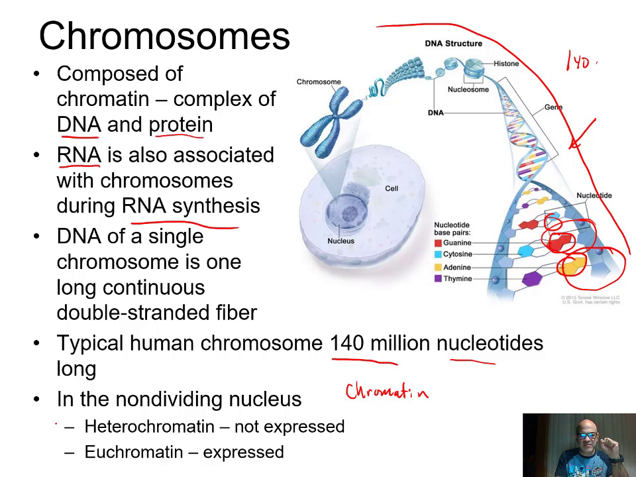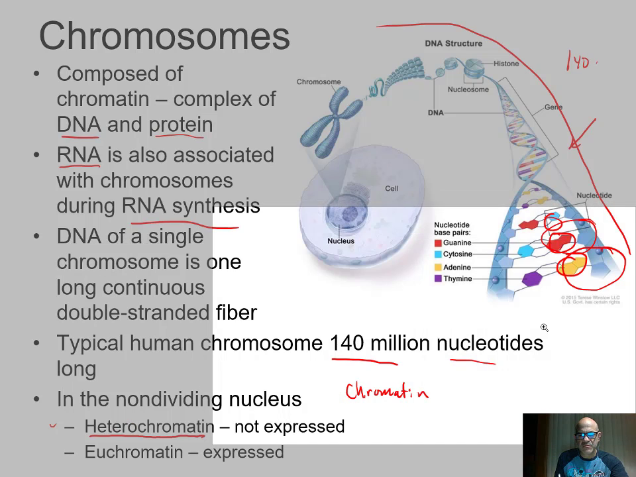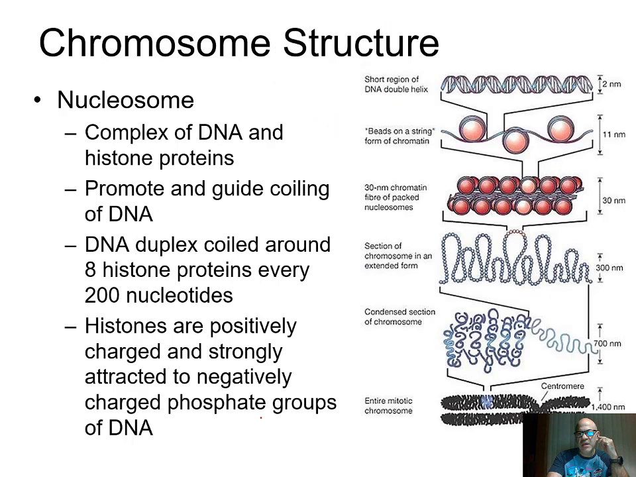And there are going to be two kinds of chromatin. There's going to be heterochromatin and then euchromatin. The euchromatin is going to be the one that's actually going to be actively expressed to make proteins, and the heterochromatin is going to be the parts of the DNA that are not expressed. Not all genes are going to be expressed or be translated into proteins in a cell at a given time.